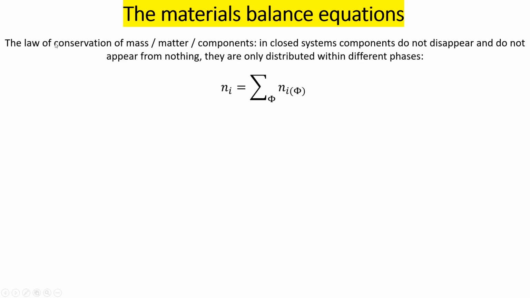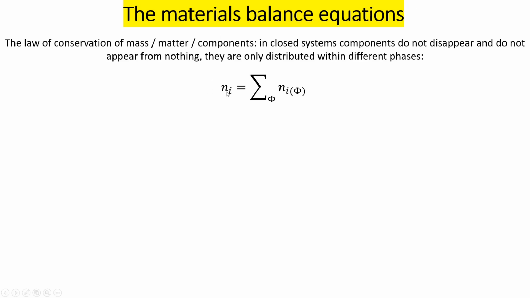This follows from the so-called law of conservation of mass. I hope you remember Lomonosov and Lavoisier established that law a long time ago. In this subject I usually call it the law of conservation of components, which is the same story. It only means that in a closed system components do not disappear, they are not lost, and also they don't appear from nothing. Components are only redistributed between the phases.